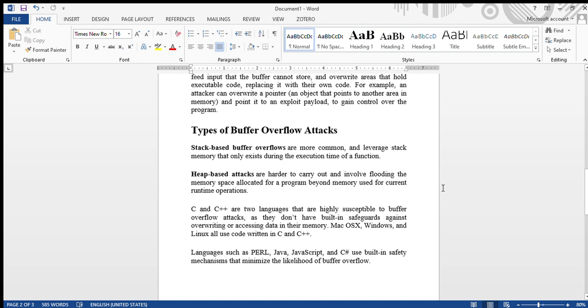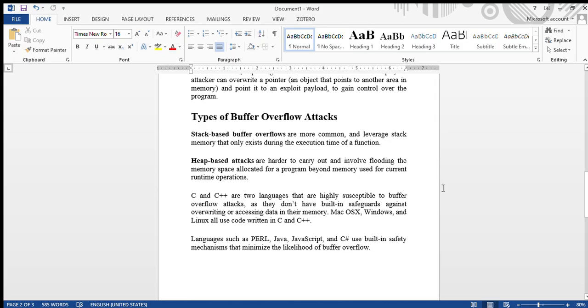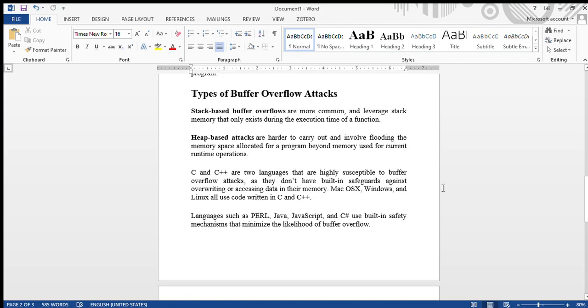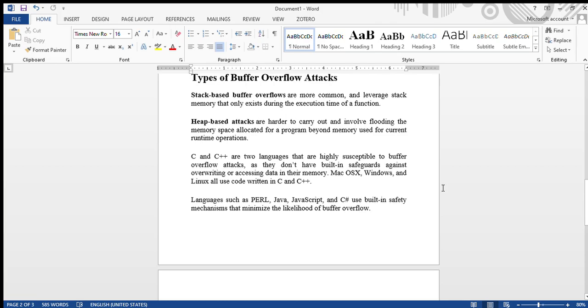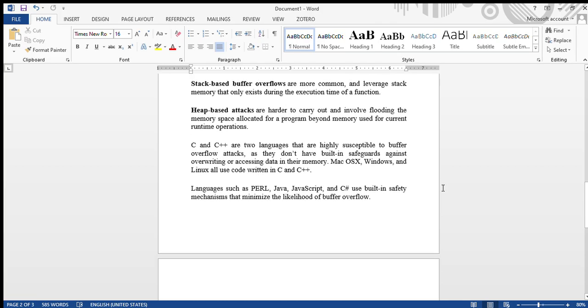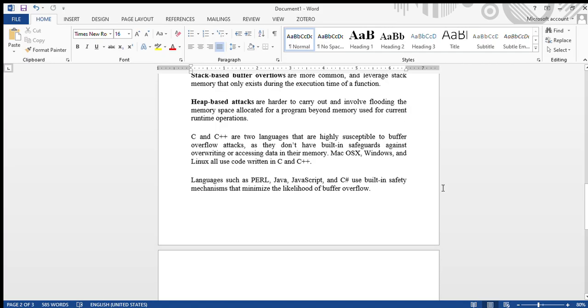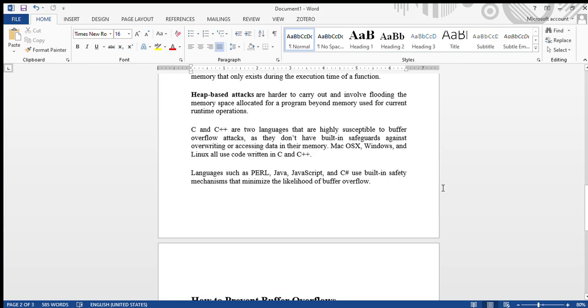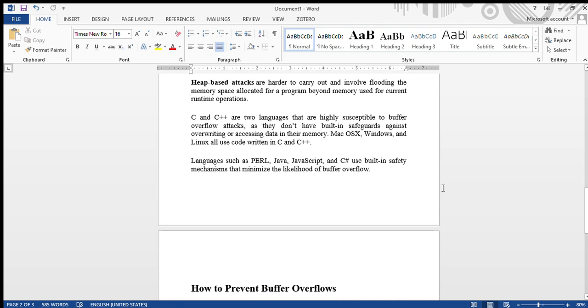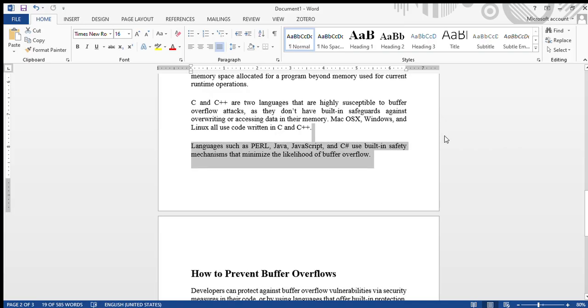Stack-based attacks are generally the most common and leverage stack memory that only exists during the execution time of a function, whereas heap-based attacks are harder to carry out and involve flooding the memory space allocated for a program. Common languages like C and C++ are highly susceptible to buffer overflow attacks, and they don't have any safeguards against overwriting and accessing memory. Mac OS, Windows, and Linux are all written in C or C++. So programs written in C or C++ are easy targets for buffer overflow attacks.